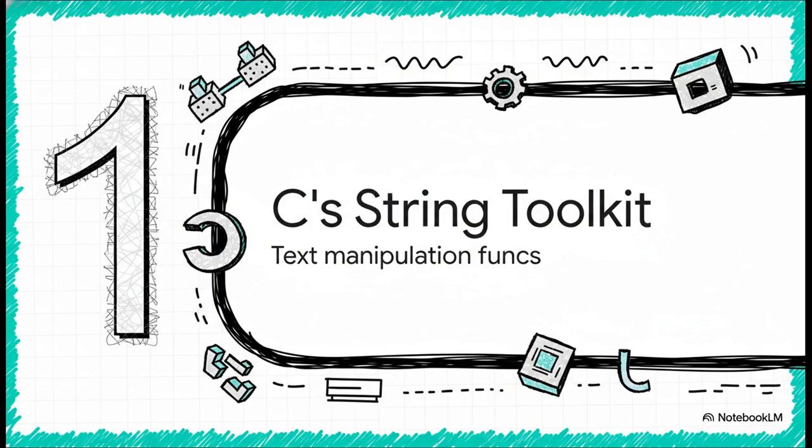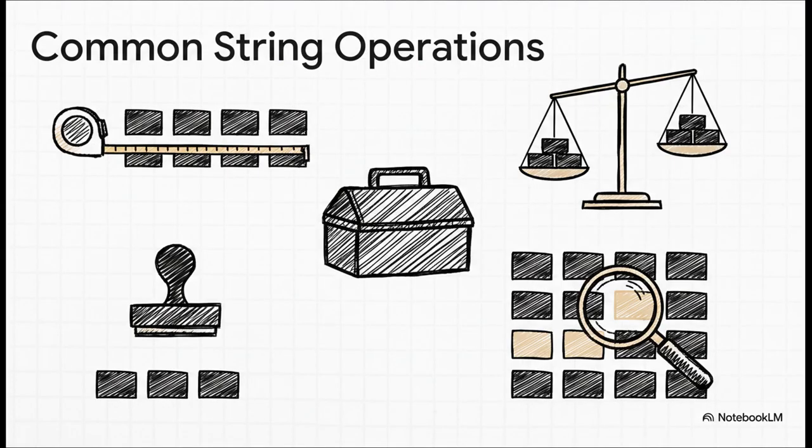So, how do we actually get anything done with text in C? Well, the good news is you don't have to start from scratch. C gives us this awesome, powerful toolkit of pre-built functions that makes handling strings, honestly, so much easier. Let's take a quick look. All you have to do is include a single file, it's called string.h, and boom, you get access to all these tools.